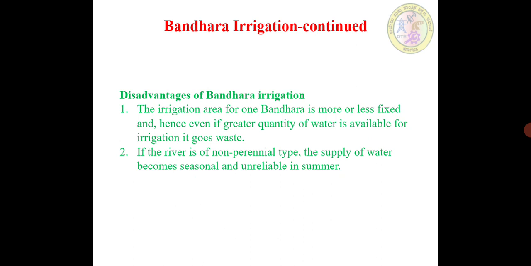It has a few disadvantages also. The irrigation area for one bandara is more or less fixed, and hence even if greater quantity of water is available for irrigation, it goes waste. If the river is of non-perennial type, the supply of water becomes seasonal and unreliable in summer.